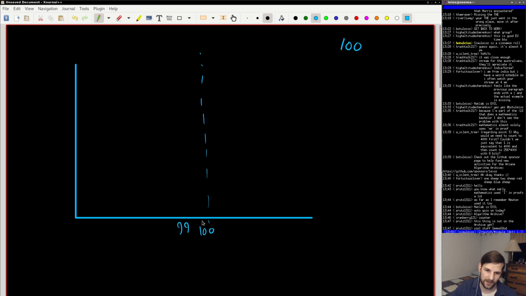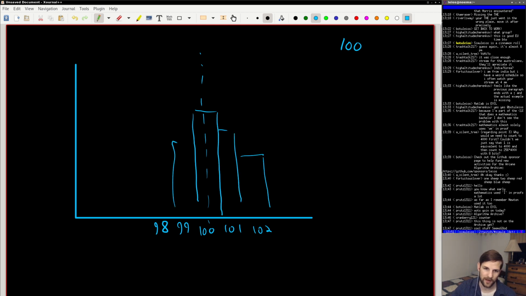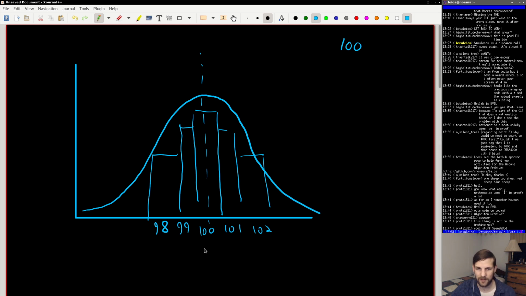And then we have 99, 101, 98, 102, so on and so forth. What we'll see is that the highest number of counts is at 100, and then slightly less at 101, slightly less at 102. That should be symmetric. Something like this. I really suck at drawing, but essentially what we're drawing here is a Gaussian distribution, where the expectation value is the correct count. So this should be the correct count.